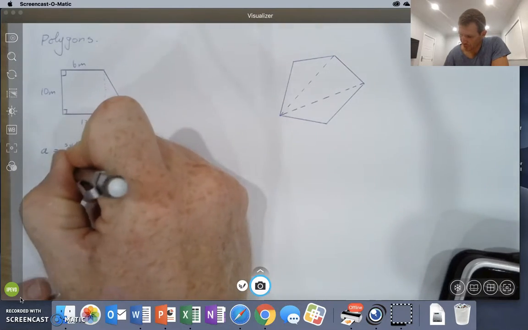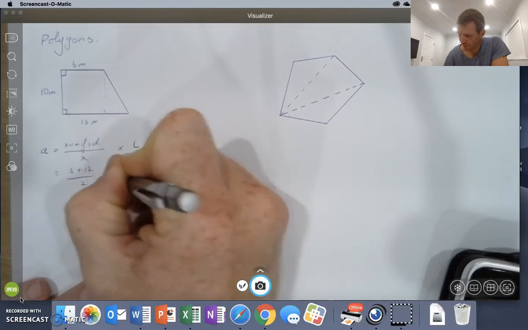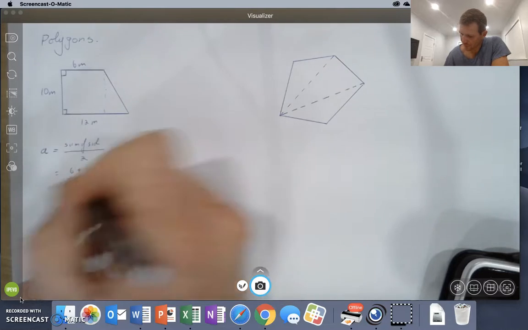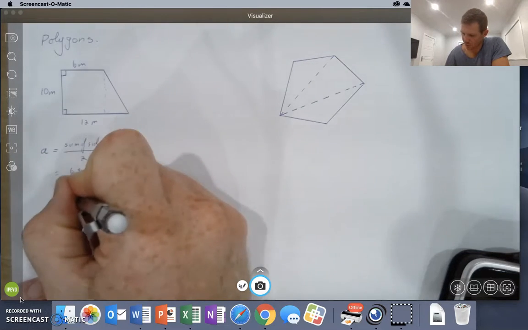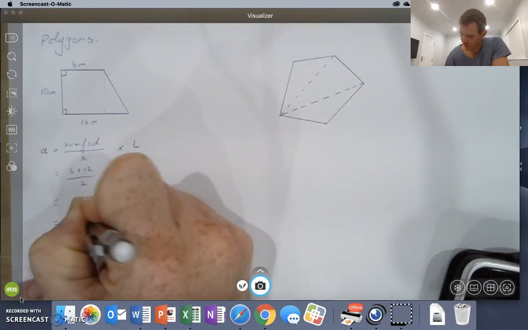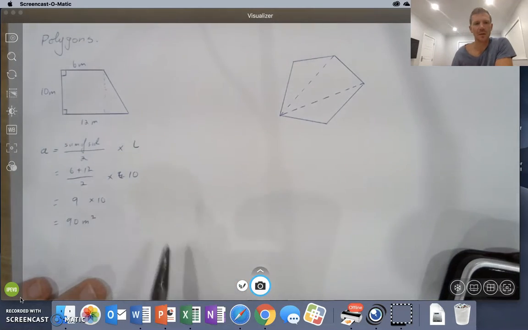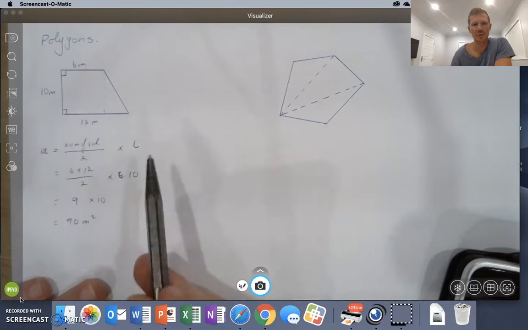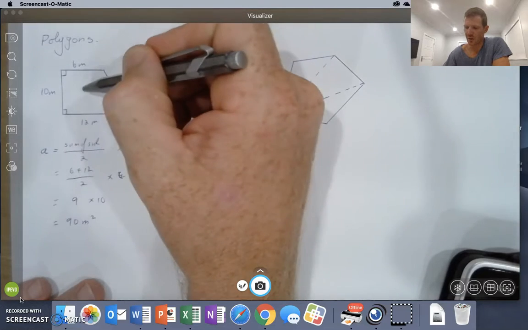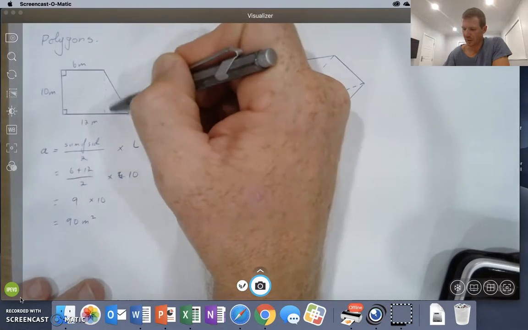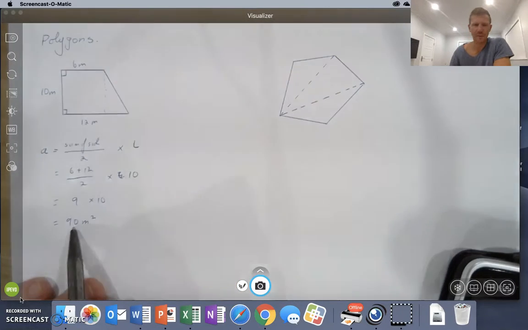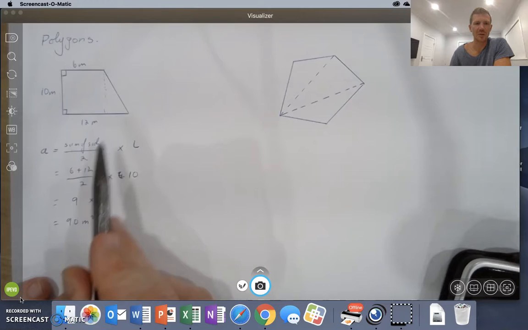So if we go 6 plus 12 over 2 multiplied by the length, which is 10, we end up with 18 over 2, which is 9, times 10 equals 90 meters squared. So the whole shape is 90 meters squared. Now, we could do it by going 6 by 10 is 60 for the rectangle, 10 by 6 divided by 2 is 30, 60 plus 30 is 90. This way is obviously a little bit simpler.